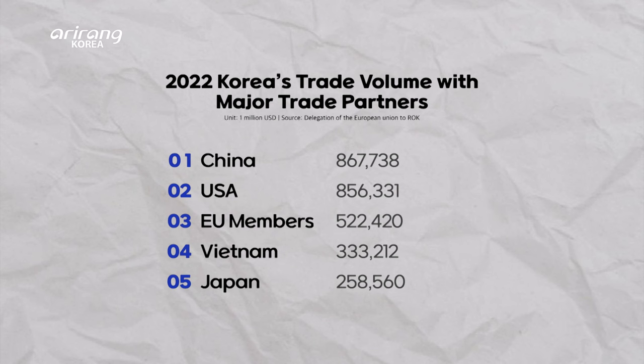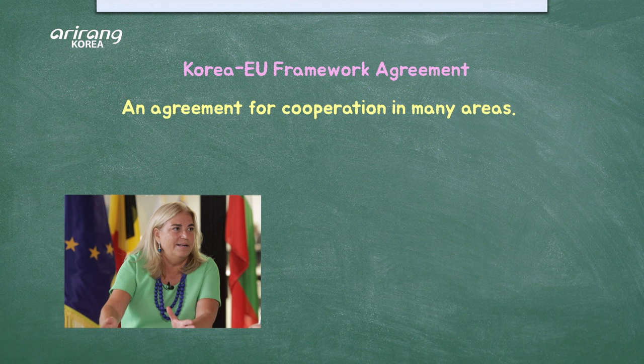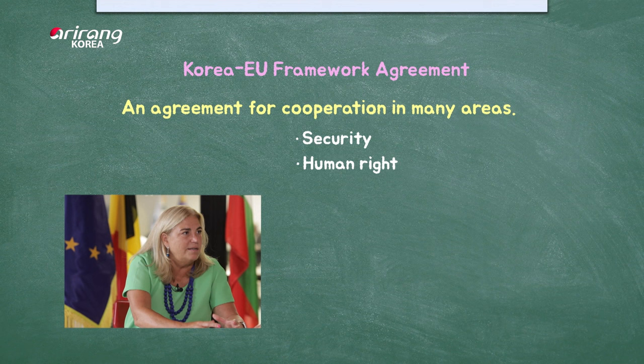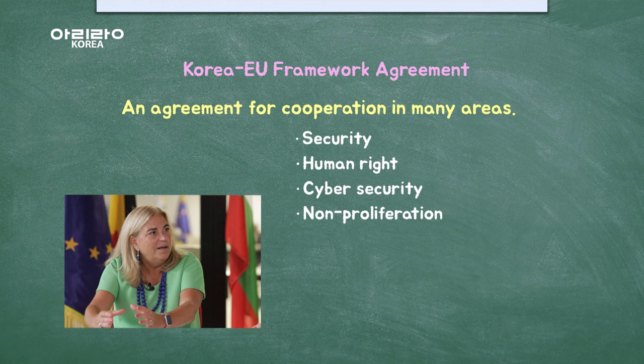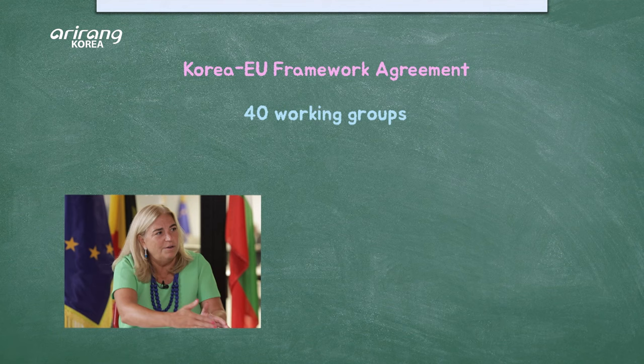The second pillar is, as you said, the framework agreement, which is an agreement for cooperation together in many areas. We cooperate from areas of security, human rights, cyber, non-proliferation, to areas of environment, agriculture, intellectual property, health. So we have 40 working groups that come from this agreement, which makes that we discuss, we exchange, we do things together in all these areas.